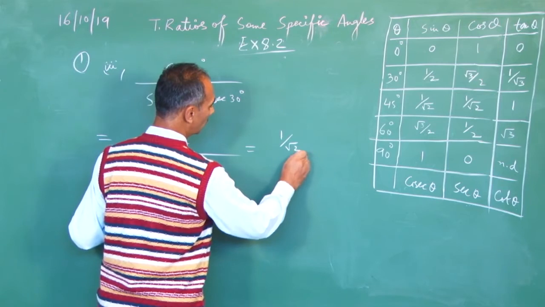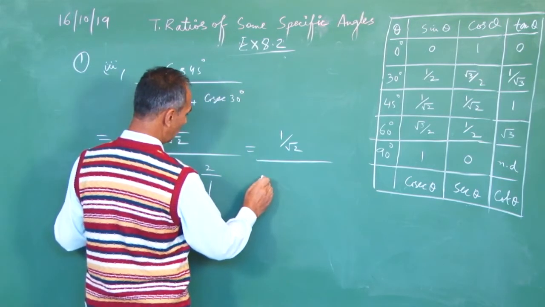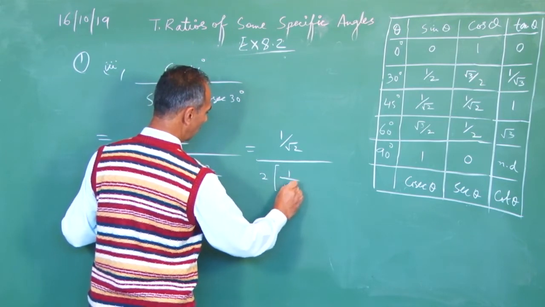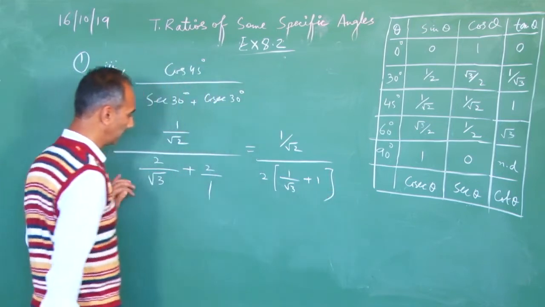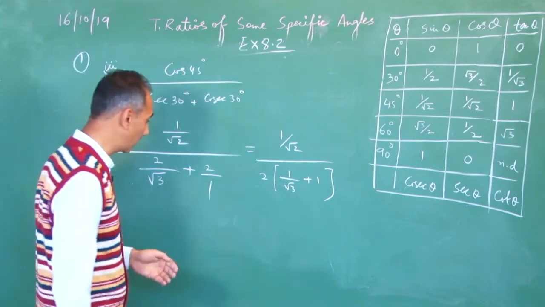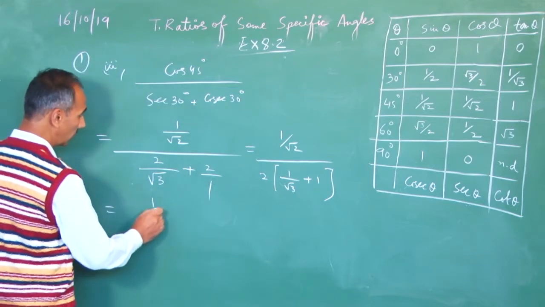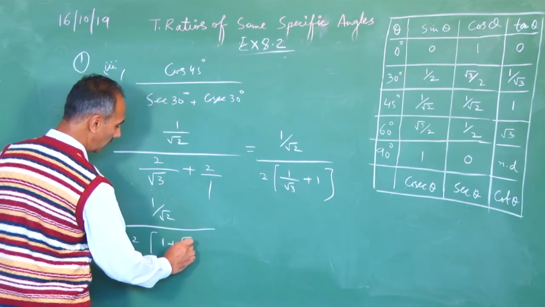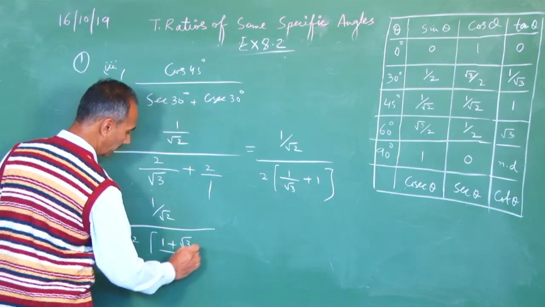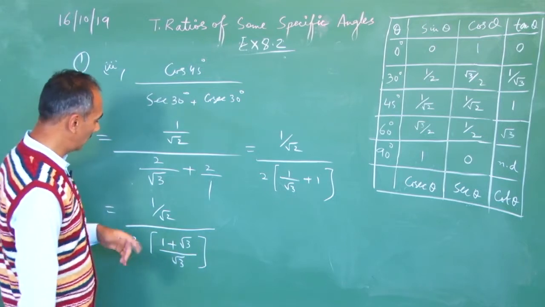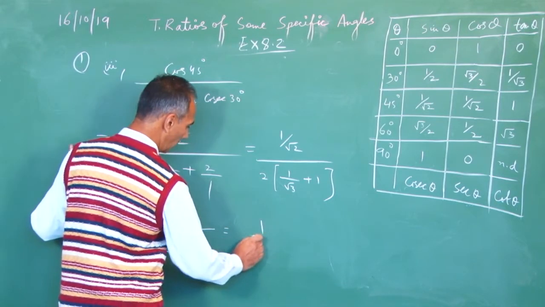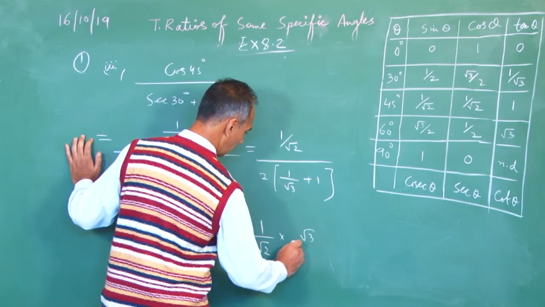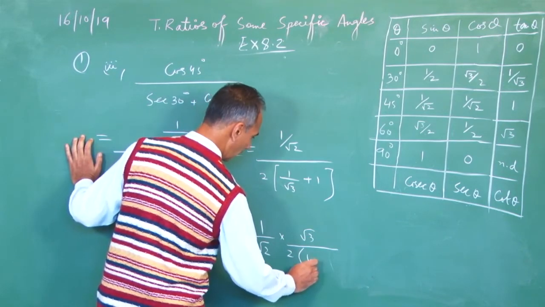This will be 1 upon square root 2. If you simplify the denominator, 2 could be taken common. I would say this is 1 by root 3 plus 1. If you don't want to take 2 common, doesn't matter, it will still give you the same result. So this is 1 upon square root 2 whole upon 2 into 1 plus root 3 upon square root 3. Now further simplify it. This will be 1 upon square root 2 into square root 3 upon 2 into 1 plus root 3.